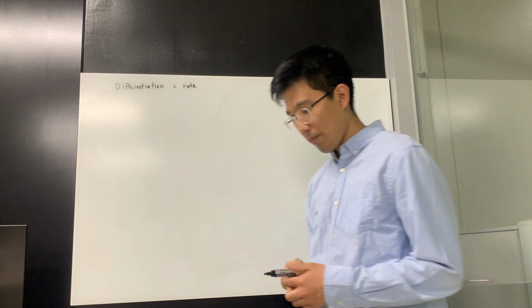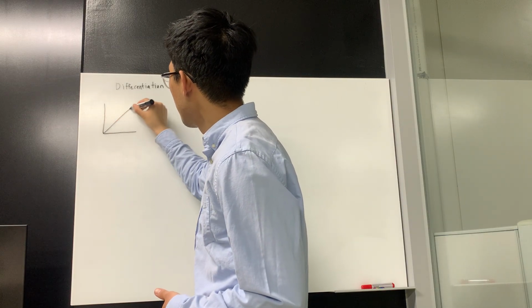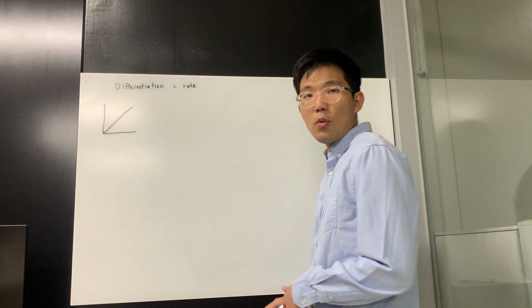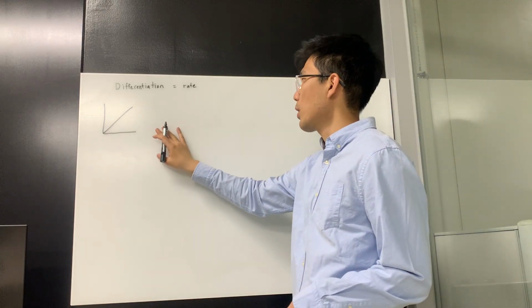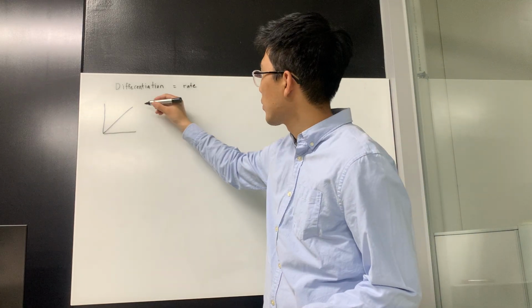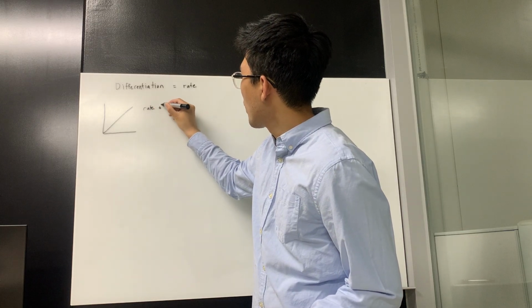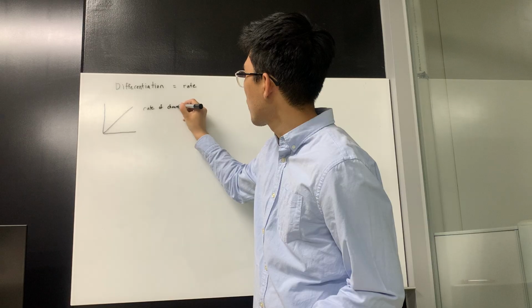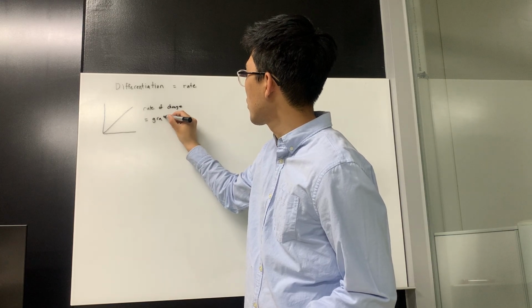What do I mean by that? Let's say there's a line. What is the rate of change in a line? The rate of change in a line is equal to the gradient. Rate of change is equal to the gradient.